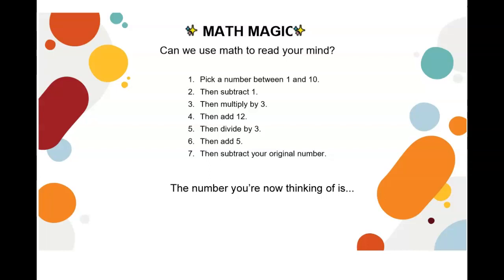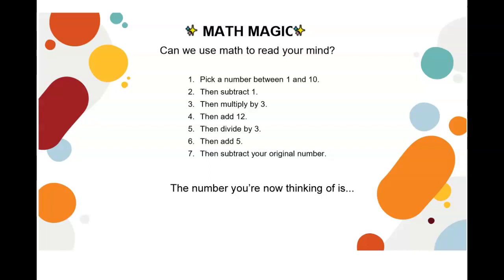So first we want you to pick a number between 1 and 10. Pick a number, write it down. I will work along with you. Okay, next step is we're going to subtract 1. Write down the new number. Then we multiply that number by 3. Then we add 12 to that result. Then we divide that result by 3.